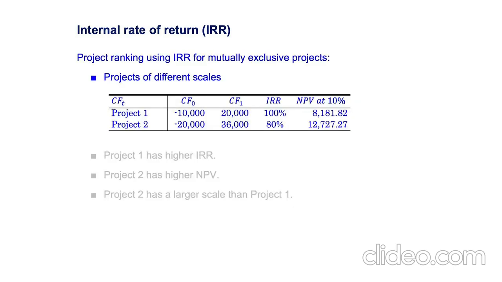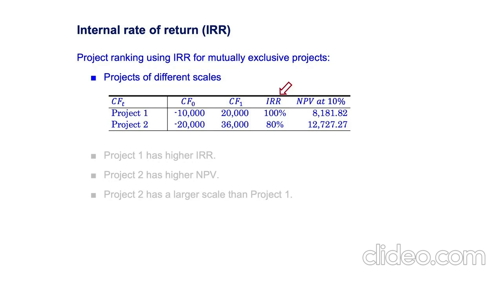Next, we show that IRR cannot be used to rank projects when choosing between them. We show this with an example. The example describes two projects, 1 and 2. Their cash flows are given in the table on the slide, in rows 2 and 3. Column 3 gives their IRRs, 100% and 80% respectively. Suppose the hurdle rate is 10%, the cost of capital for these projects. Then both projects pass the hurdle.